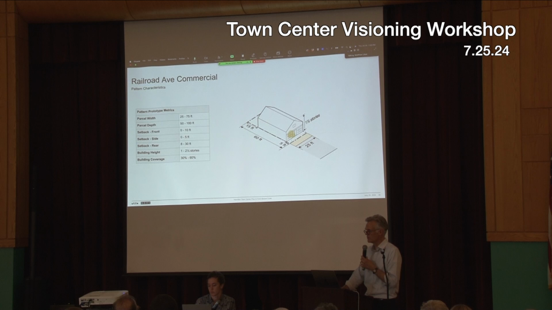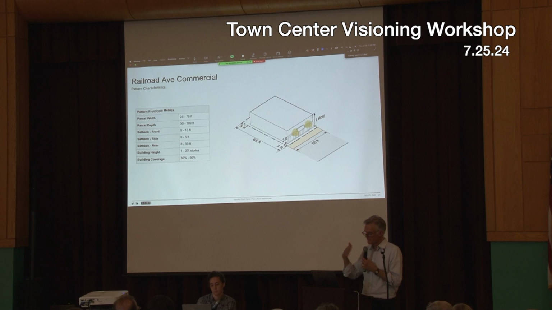And what we've done also is to assign what we think the range of existing dimensions really are. And so we're seeing parcels that are anywhere from 25 to 75 feet, depths from 50 to 100, very shallow setbacks in the front, and sometimes very little or no side yards. And so these are typical patterns that we're seeing, and we're trying to, in a sense, document dimensionally some of the range that we're seeing there.